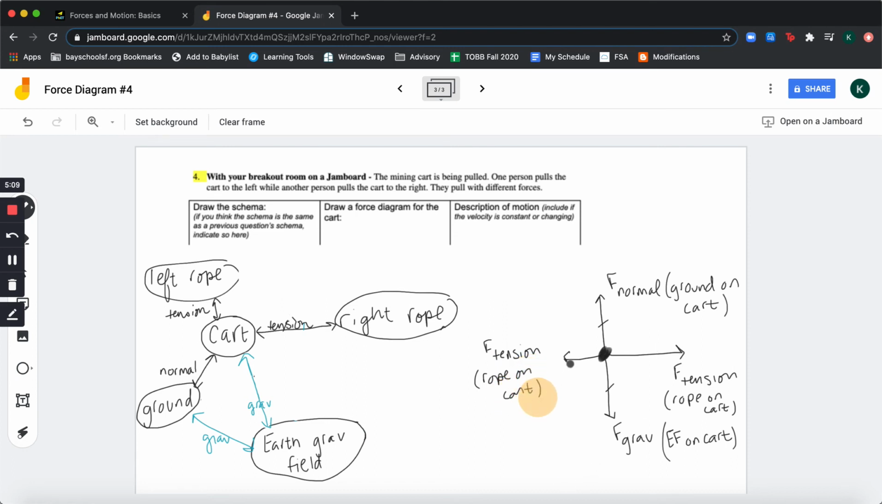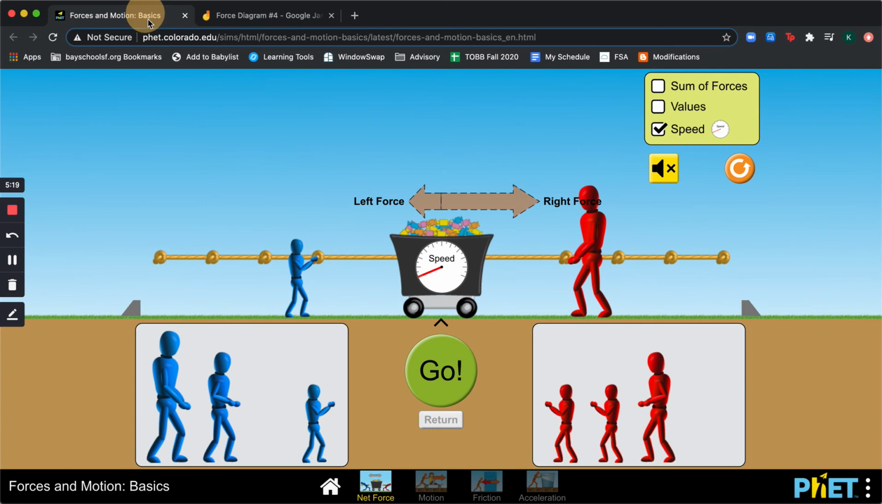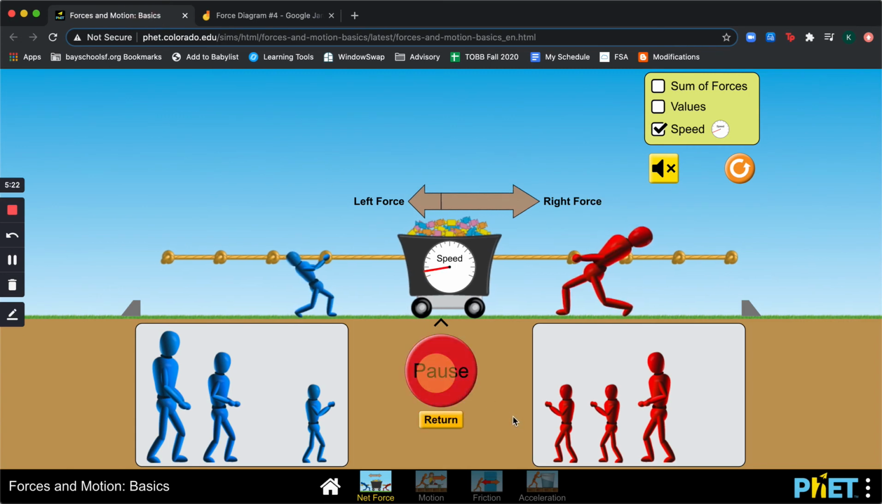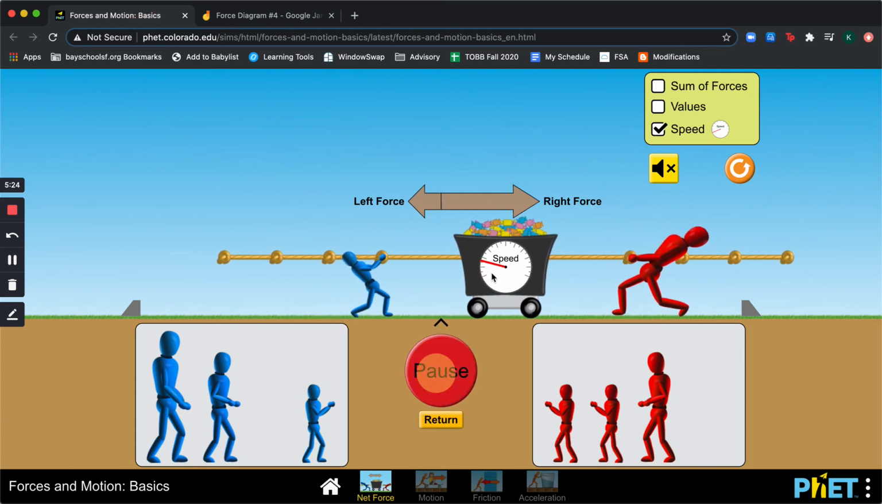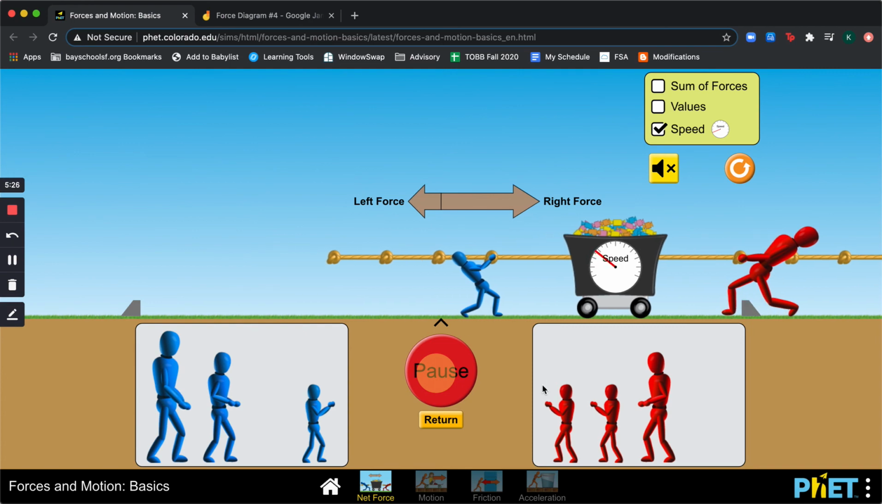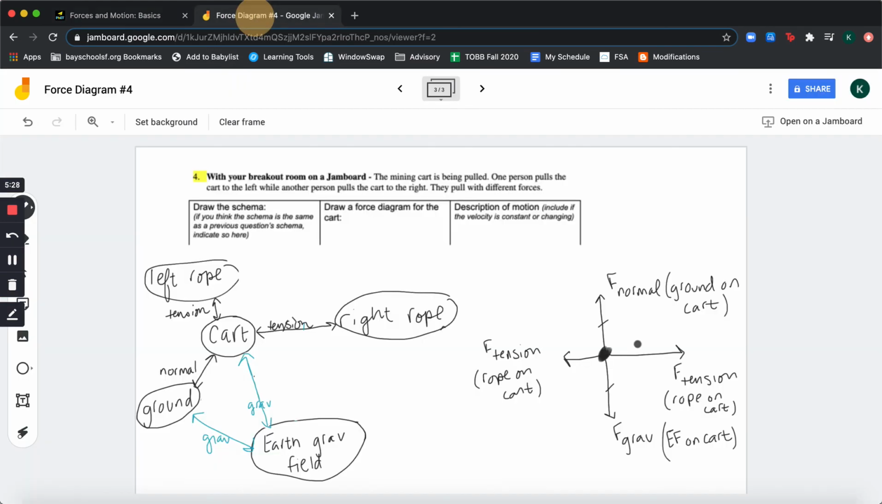I'm not putting congruency marks here on the tension forces because there is a net force. So the cart is moving to the right. Now let's watch the simulation again. The cart is moving to the right. The speed is increasing. So we can indicate that by describing the motion.